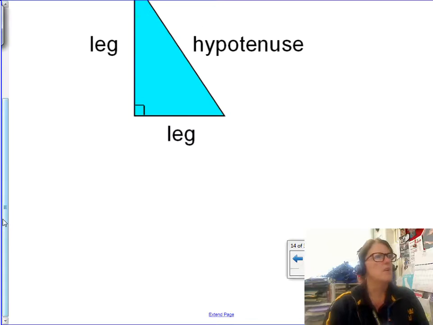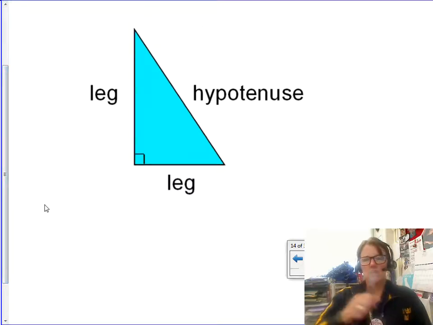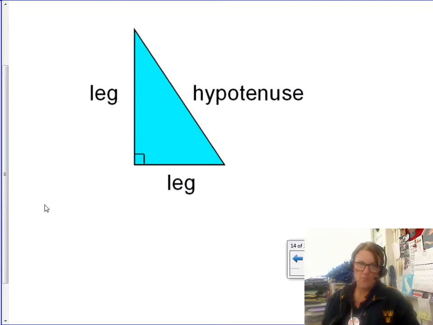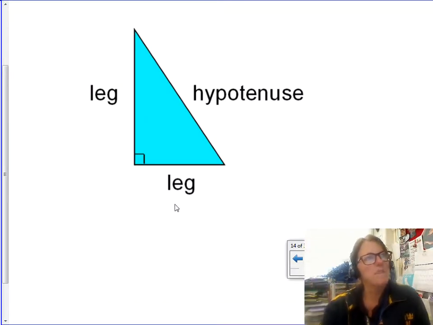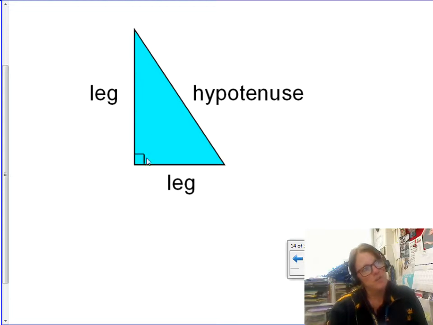Now, we didn't talk that much about triangles this year because this was some work you've done in previous years in math. But in a right triangle, notice that I've got the 90-degree angle marked here. And we give special names to each of the sides of a right triangle. The two sides that make up the right angle are called legs. They may or may not be the same length. It just depends. They could be the same, they might not be. It still can be a right triangle.